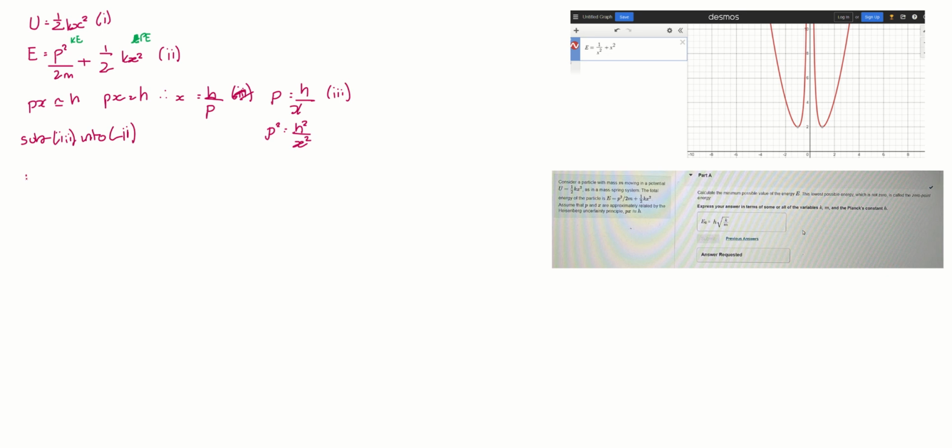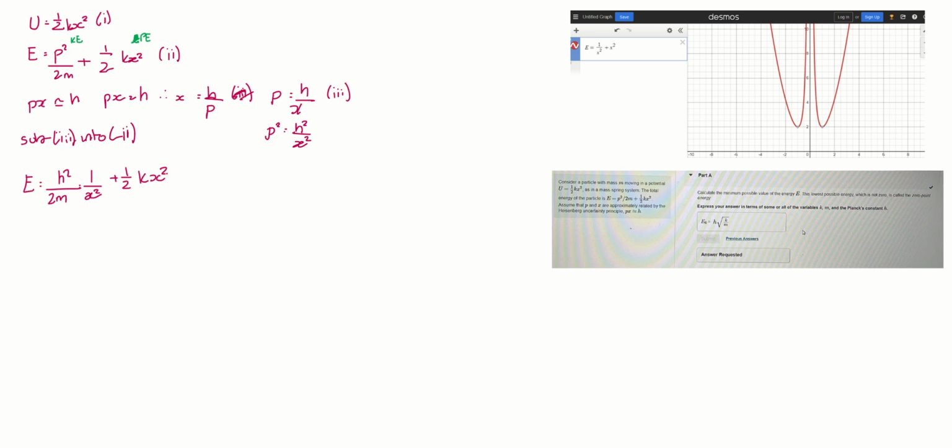So now what we have is E equals h squared over 2m, and I'm writing it in this format because these are all constants, times 1 over x squared. So we've rewritten the kinetic energy part in terms of x, and we still have the original half kx squared. Now we have an equation which just has x in it. There's no p in there, so that's quite good.